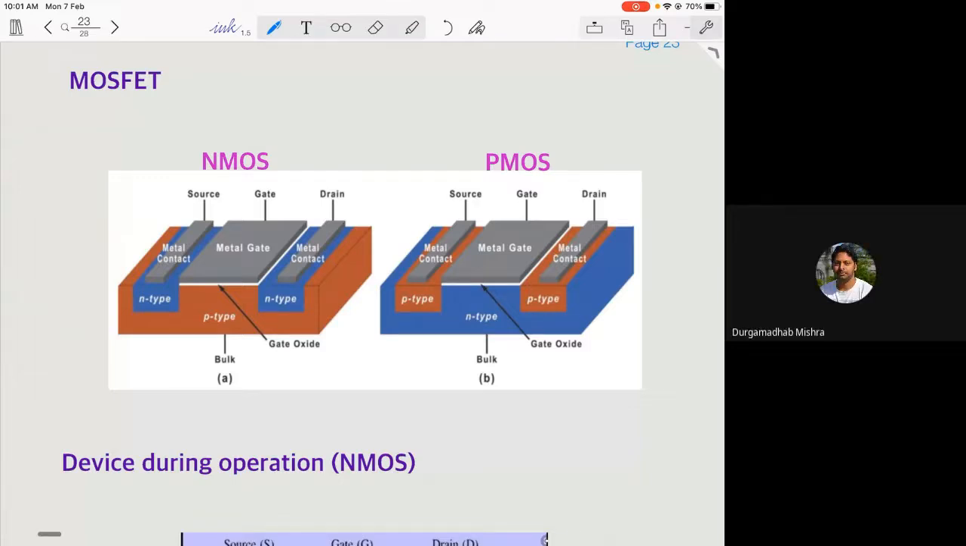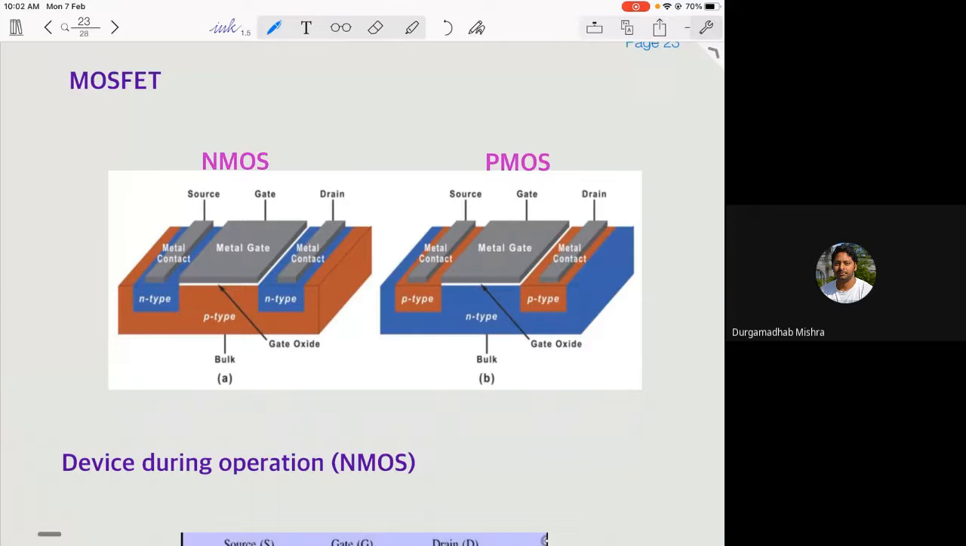So MOSFET is one of the basic building blocks of modern integrated circuits. Your integrated circuit is made up of millions of transistors, so we will look at how one transistor looks and what its operation is, and particularly we will emphasize the role of materials in deciding the properties of the device.